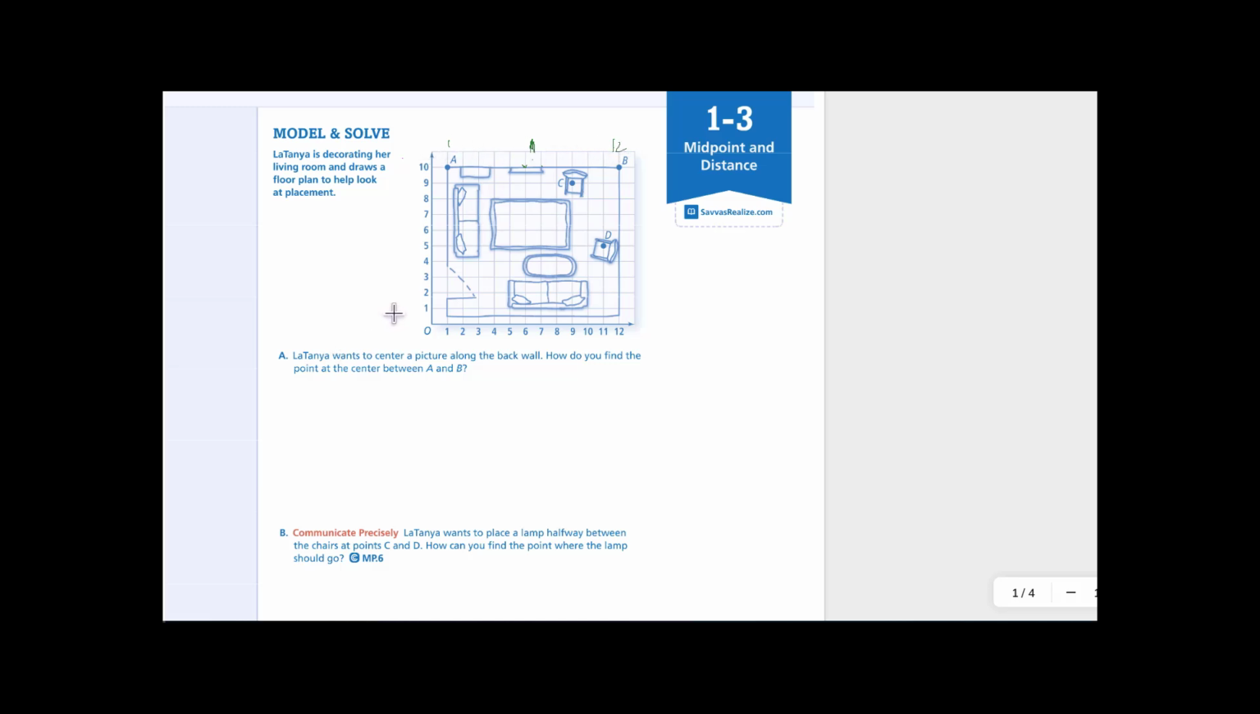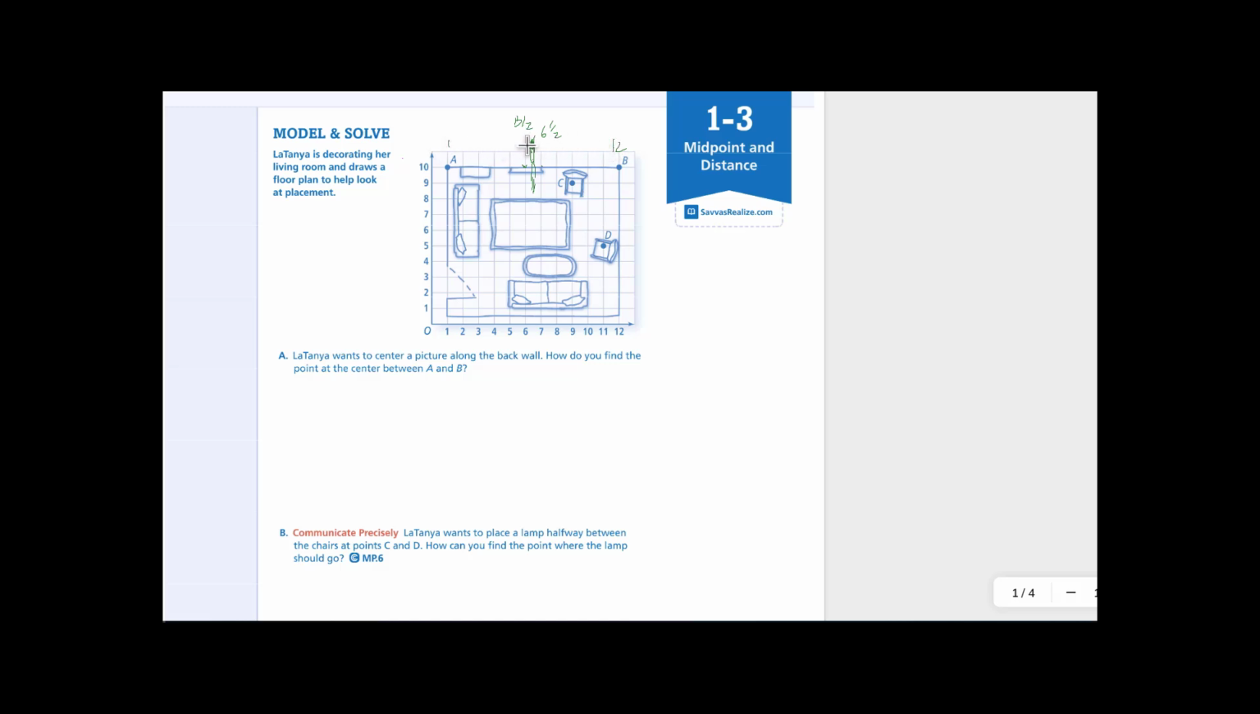So if we count, we get 1, 2, 3, 4, 5, 6, 7, 8, 9, 10, 11. Half of 11 is 5.5. So we can add 5.5 to the x-coordinate of A, which is 1, and get 6.5. Or we could subtract 5.5 from the x-coordinate of B, and 11 take away 5.5 would also give us 6.5.